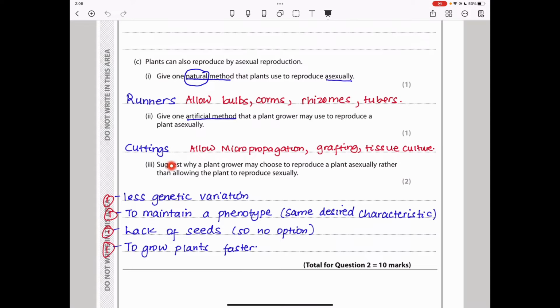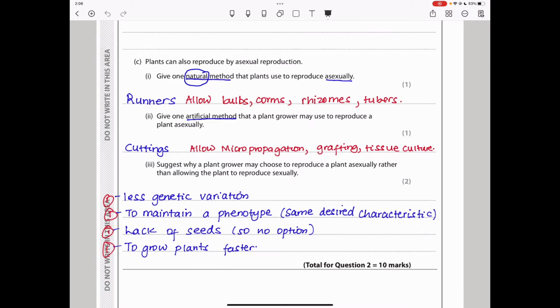Then the next part says, suggest why a plant grower may choose to reproduce a plant asexually rather than allowing the plant to reproduce sexually. Now, remember, asexual reproduction does not cause variation, yet sexual reproduction causes variation. So if there is a particular grower who has a specific breed that is really good and they do not want any variation in it, they are going to continuously use asexual reproduction in order to produce the same desired characteristics from that particular plant or fruit or whatever they're trying to grow.